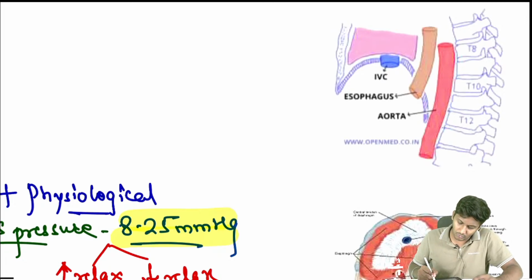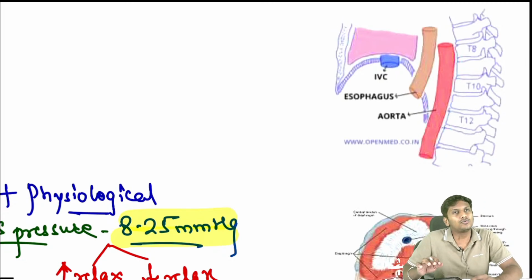And lastly, this is the opening in the muscularis part of the diaphragm. This usually is the aortic opening present at the level of T12. This is for the passage of abdominal aorta.